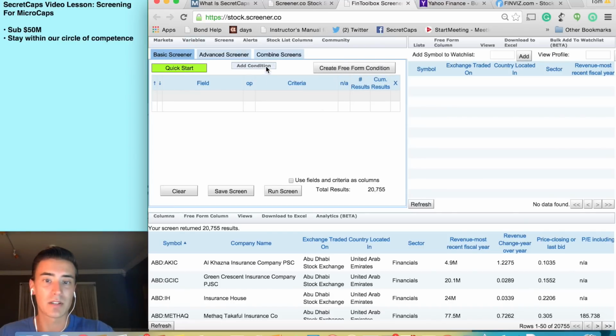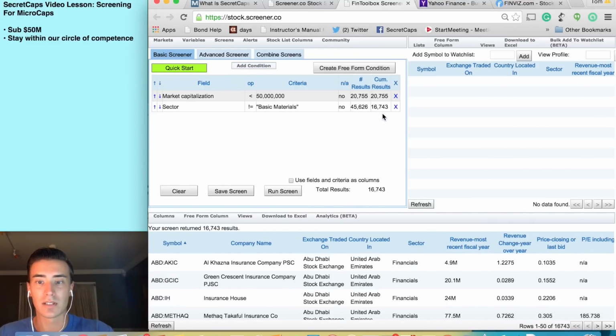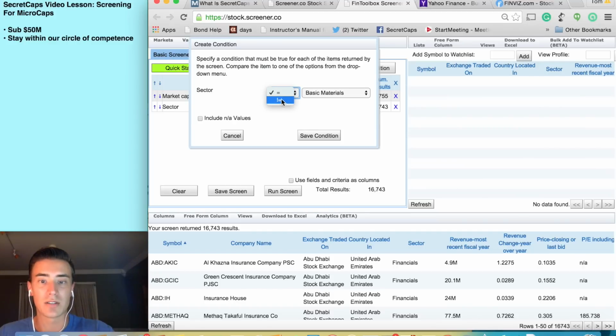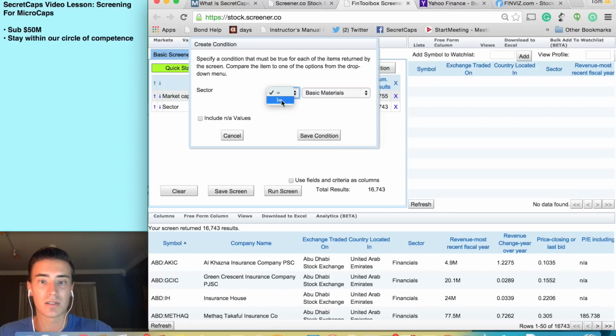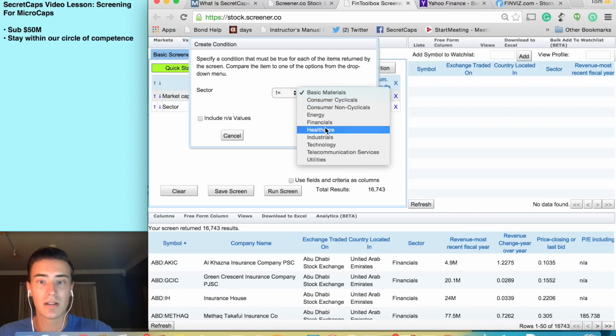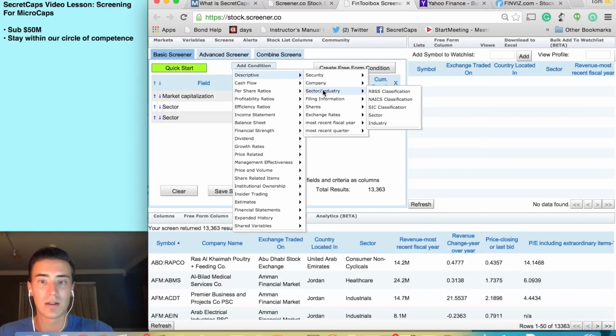First is basic materials, and to do this, you just go to descriptive, sector and industry, and then straight to sector. And you change this to the exclamation point, which means exclude. We can do equals to target individual sectors, but I don't want to exclude all sectors. So we're going to go there. The other one I exclude is financials. I'm not a big fan of looking at banks or valuing them.